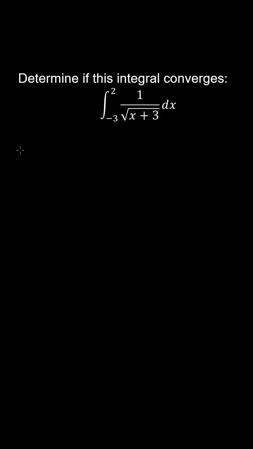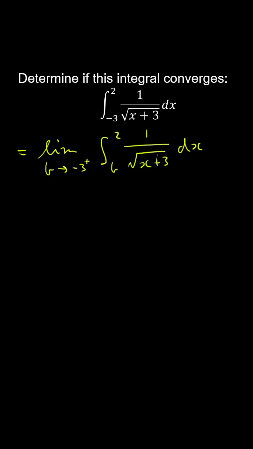Let's determine if this integral converges. So if we plug in x equals minus 3, the integrand goes to infinity. So therefore this is an improper integral, and we thereby replace the limit of integration with a dummy variable. And we approach minus 3 from the right hand side. And think about why that is. So we evaluate the integral from b to 2, and we have 1 over root x plus 3. So you can use u substitution to evaluate this integral.